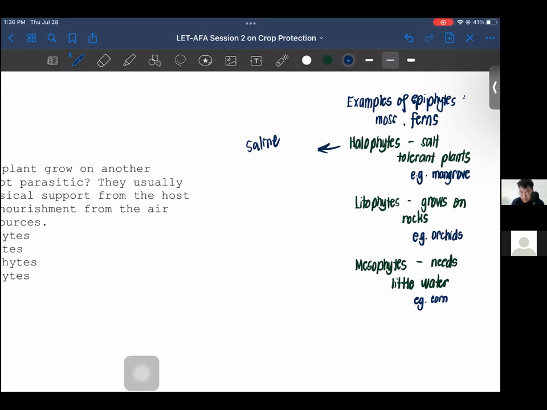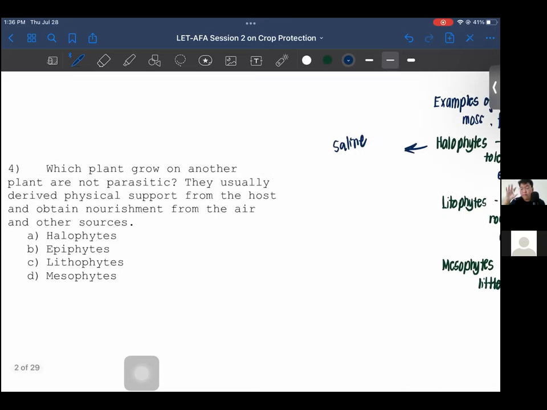So, ito pala yung mga example ng mga epiphytes. Ayan, moss and ferns. So, ito yung mga tumutubo kasama ng other plants. Actually, ito ay, what is this relationship called? Di ba? Meron din yung tawag. Ang tawag dyan is commensalism. Commensalism is the ecological relationship between an organism na nag-stay sa isang organism without harming it.